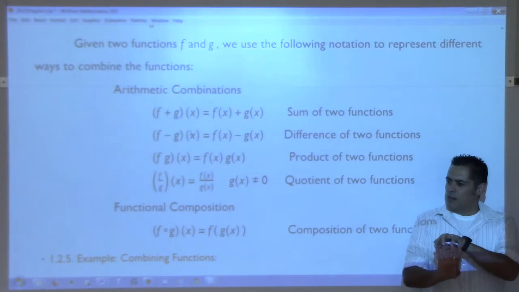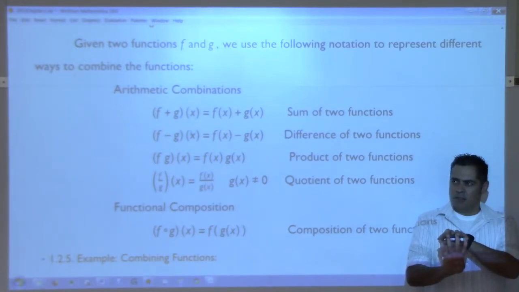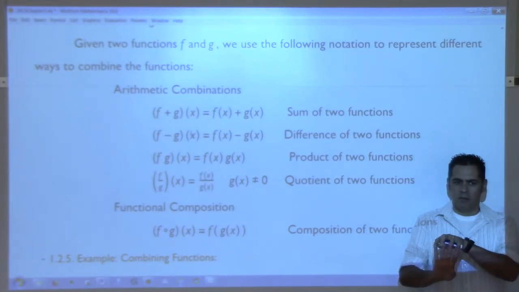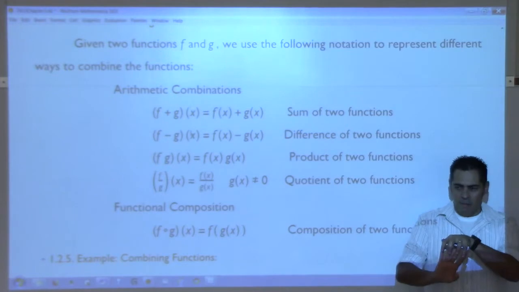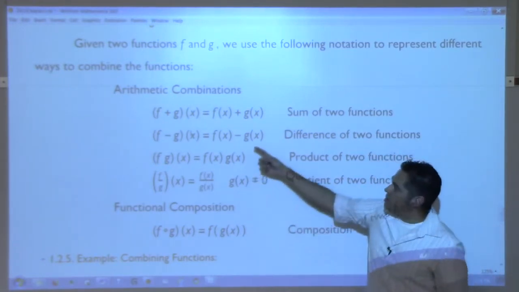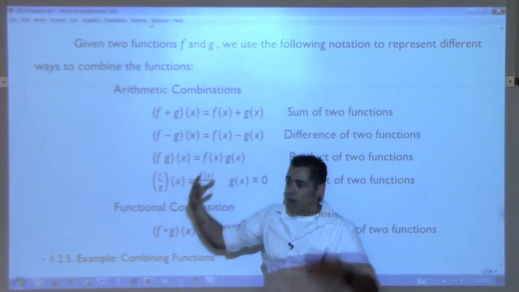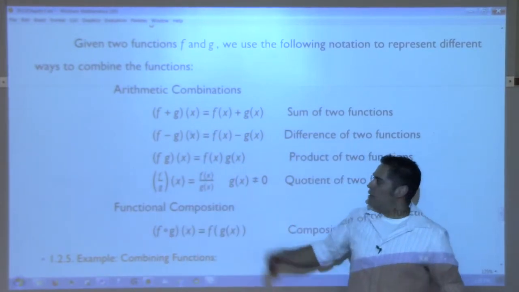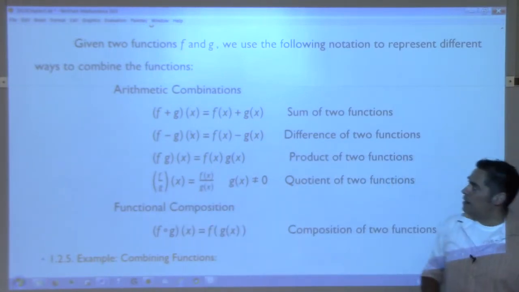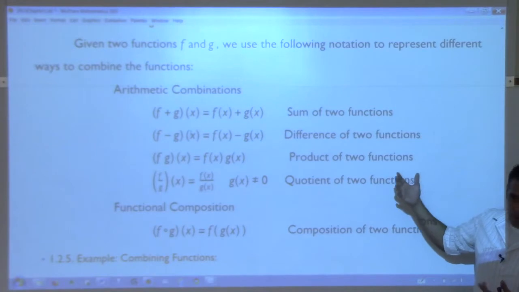What about exponents? I didn't include that. I said add, subtract, multiply, divide. What about exponents? Exponents is just multiplication. That's all it is, right? 3 to the 4th power is 3 times 3 times 3 times 3. So that's covered in here. So if you take 2 functions, you can add them together. If you have 2 functions, you can subtract them. If you have 2 functions, you can multiply them. You have 2 functions, you can divide them. Those are the arithmetic operations of functions.